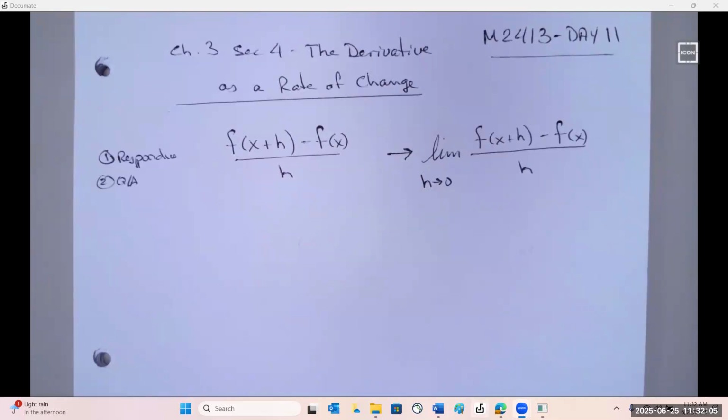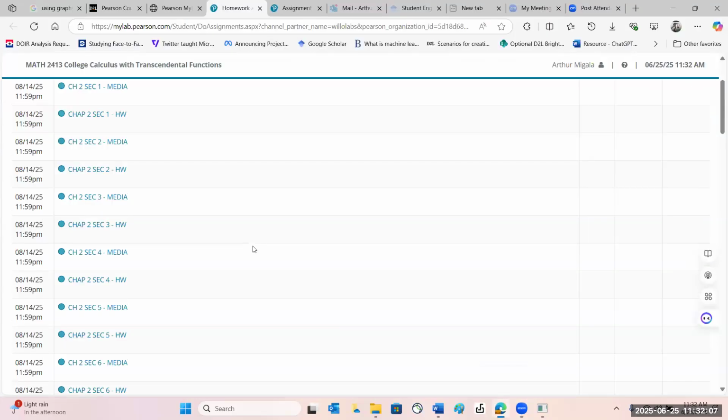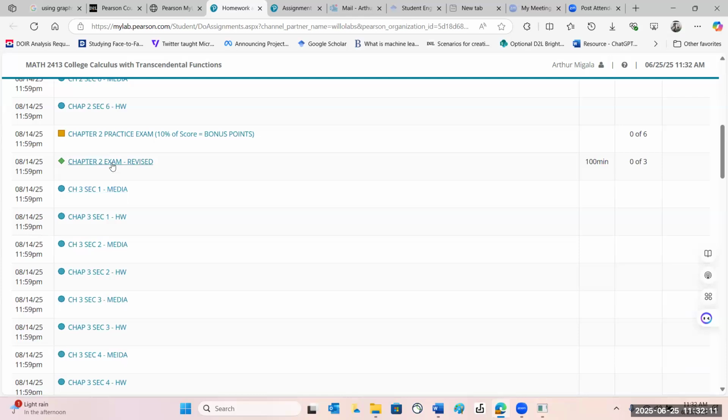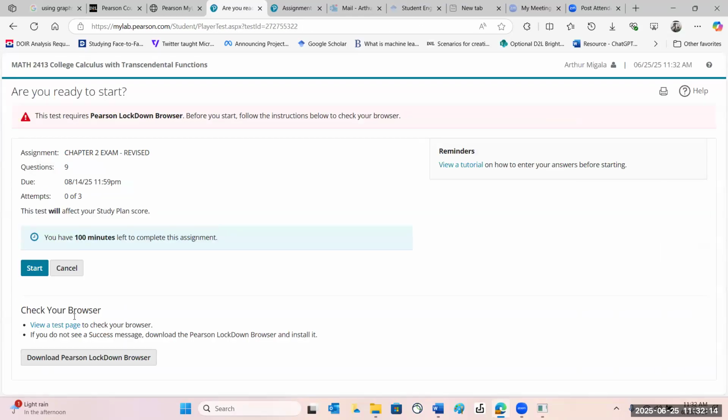Okay, that's when you go to your tests. It's only for your tests. You click on it. It's going to say on the bottom you need to have Lockdown Browser installed. So you have to go to download it and install it.